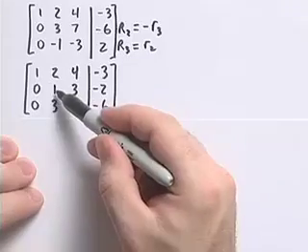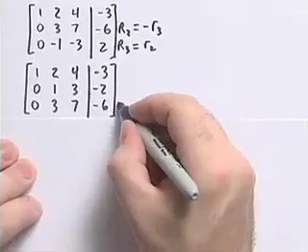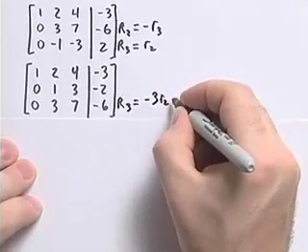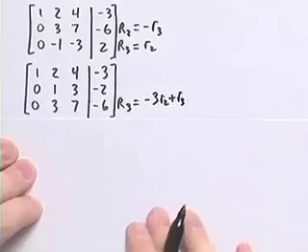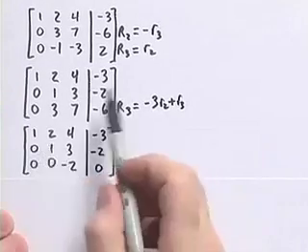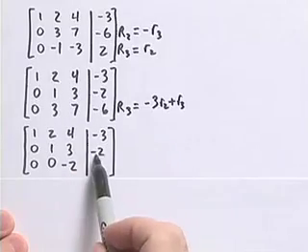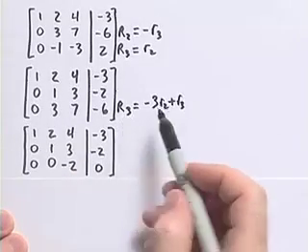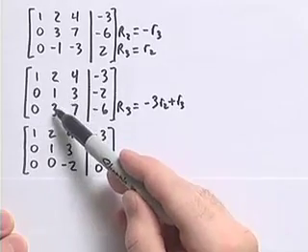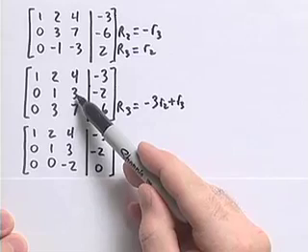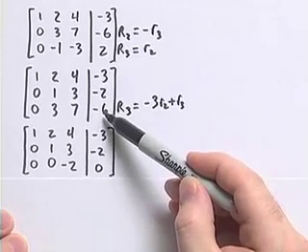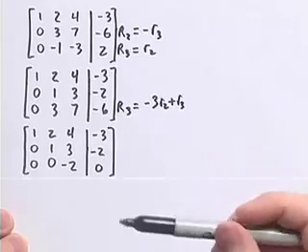We'd like to get a 0 underneath this 1. To do that, we're going to change row 3, and that's going to equal negative 3 times row 2 plus row 3. If we perform that operation, we get the following matrix. We did not change the first two rows, so we rewrite those. To get our new row 3, we take negative 3 times 0 plus 0 is 0. Negative 3 times 1 plus 3 is 0. Negative 3 times 3 plus 7 is negative 2. Negative 3 times negative 2 plus negative 6 is 0.